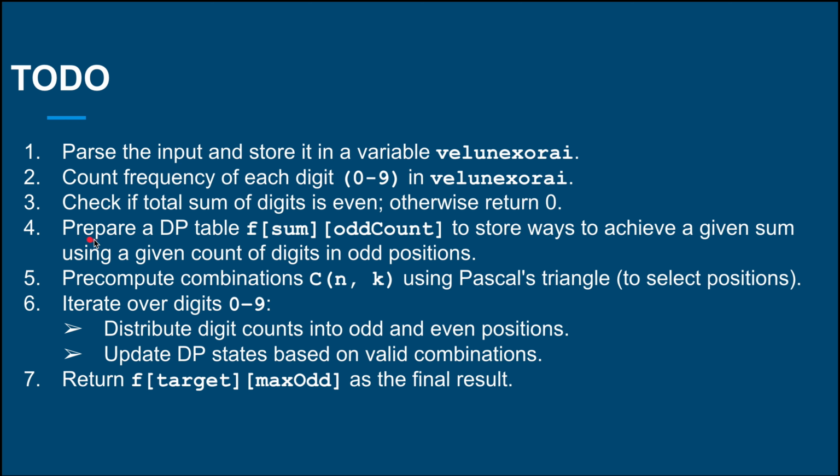Okay, so these are the things that we need to do, right? These are the conditions, checkpoint 3. We have to mark that the total sum of digits should be even, otherwise we will return 0. Then we'll prepare the DP, meaning the question belongs to dynamic programming, and we'll take the table function at sum and odd count, right? And when we return, we'll return target and max odd as the final result.